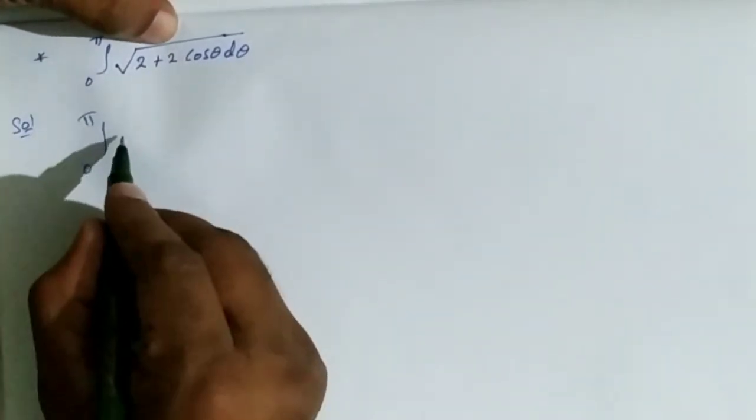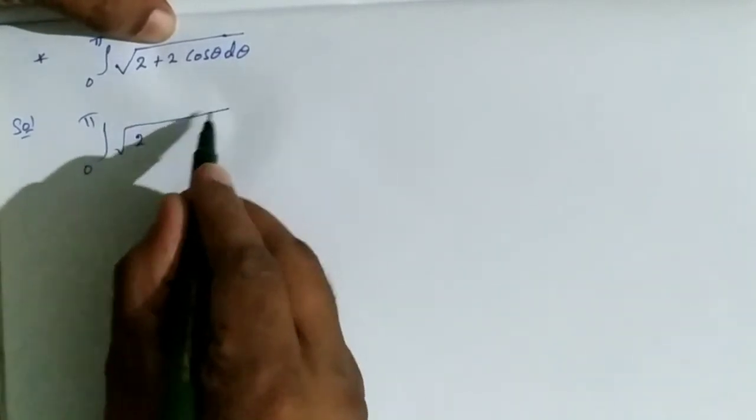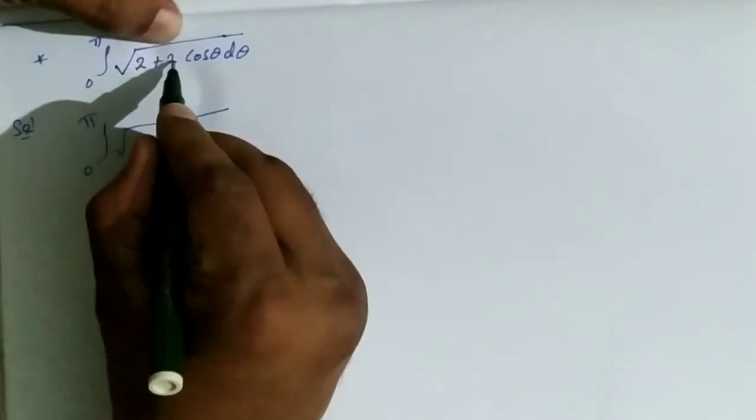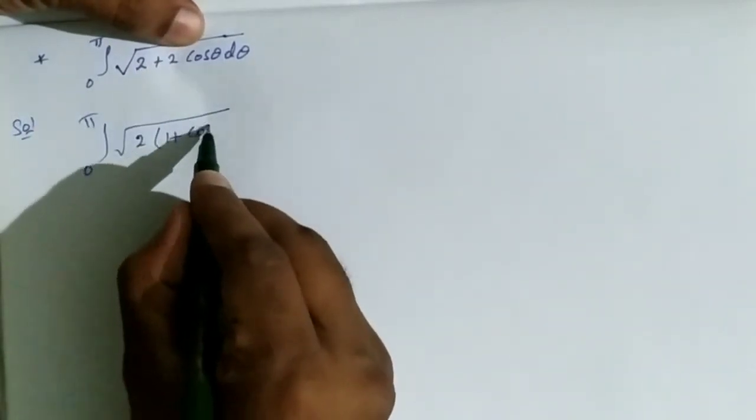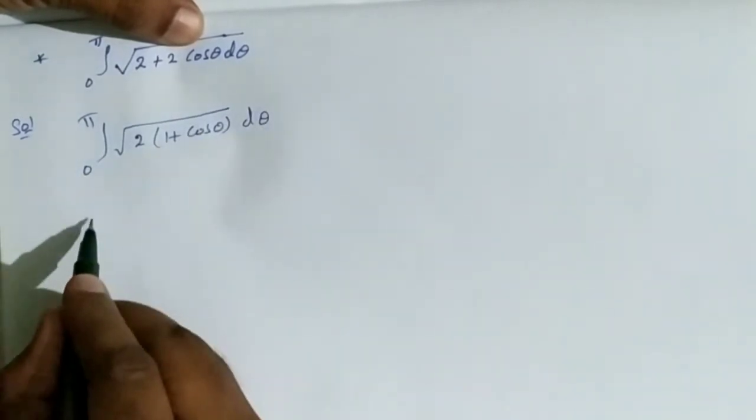Integration from 0 to pi. From this, I am taking 2 common. When you take 2 common here, we get 1 plus cos theta into d theta.